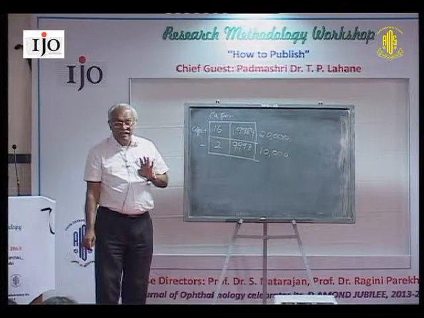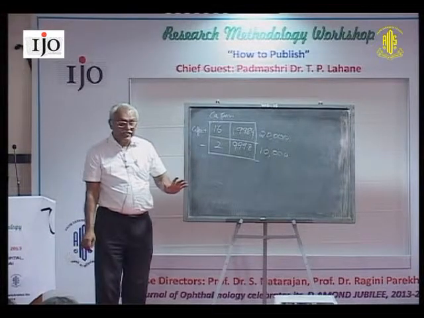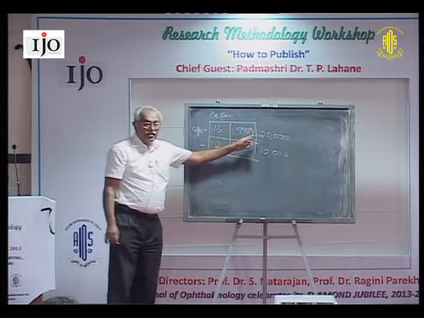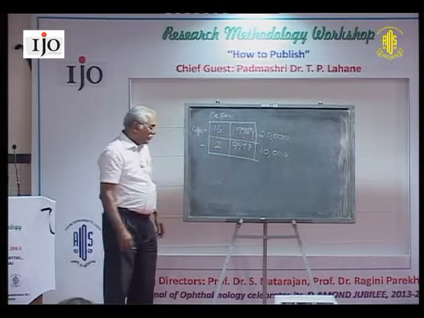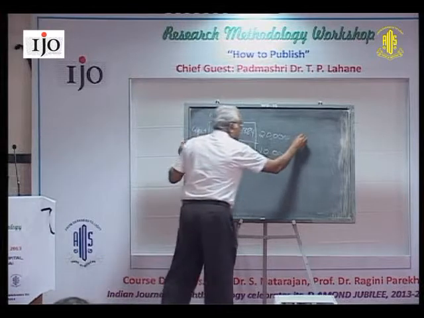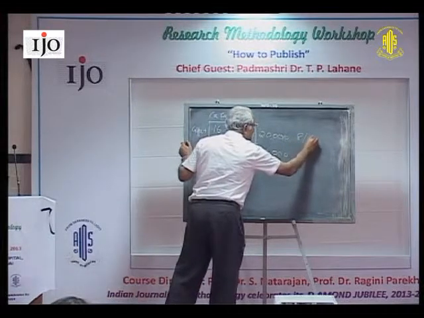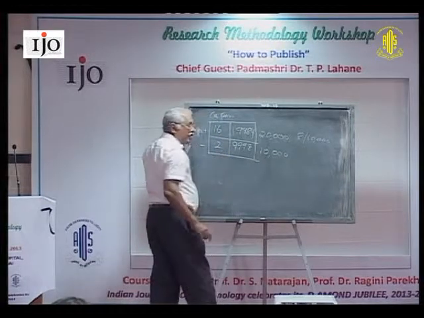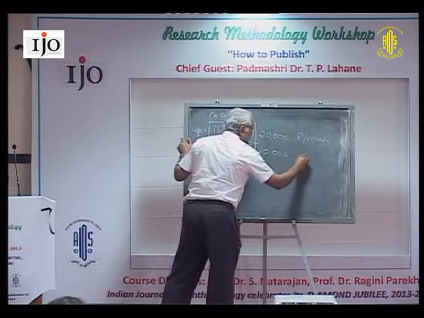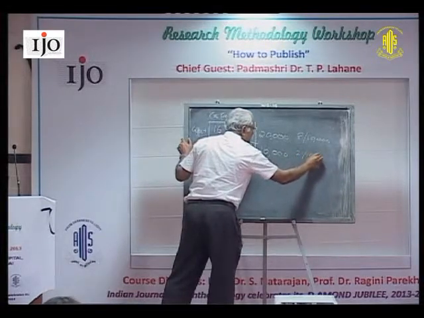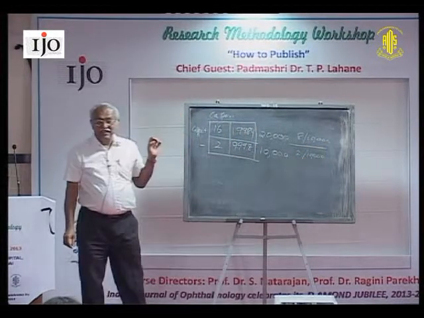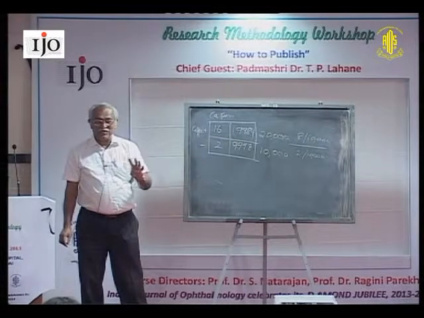Now I need to analyze the data. You all know how to do the analysis. Very simple. Incidence of cancer pancreas among coffee drinkers. How much is that? It is 8 per 10,000. How much is that among the non-coffee drinkers? 2 per 10,000. I divide one by the other. And the answer I get is 4.